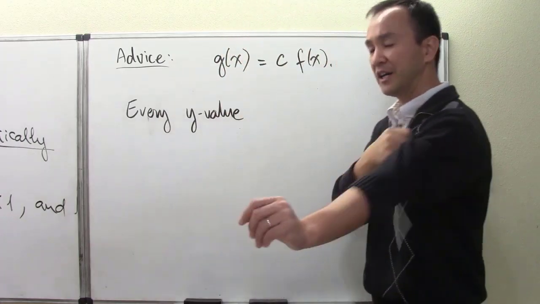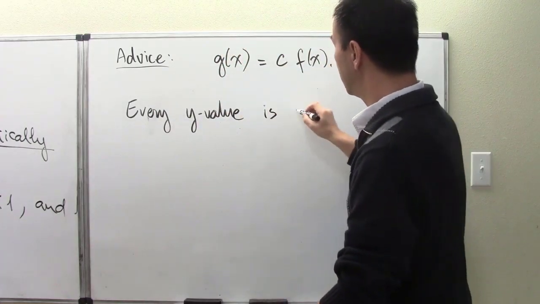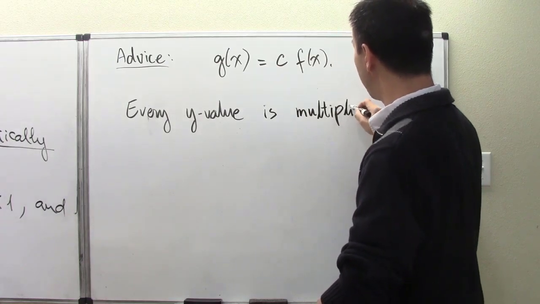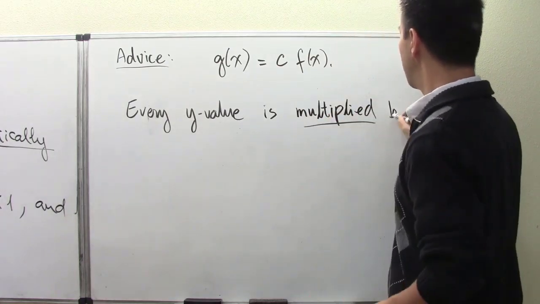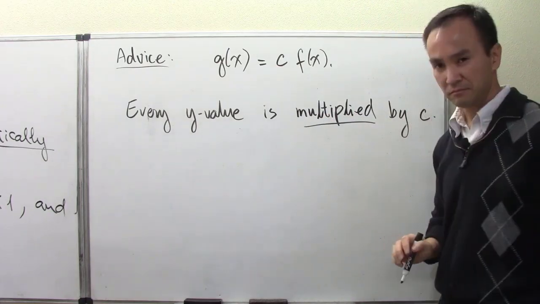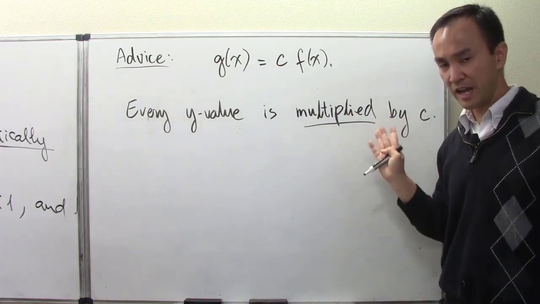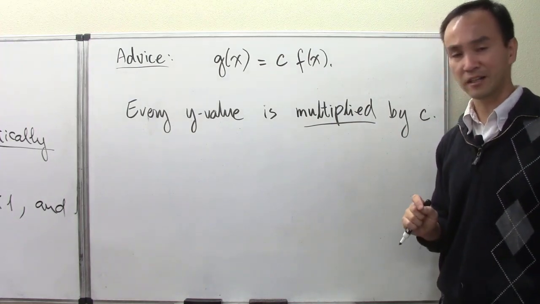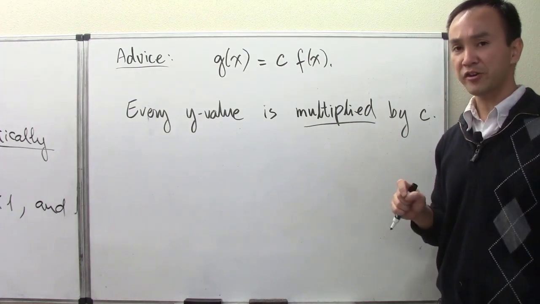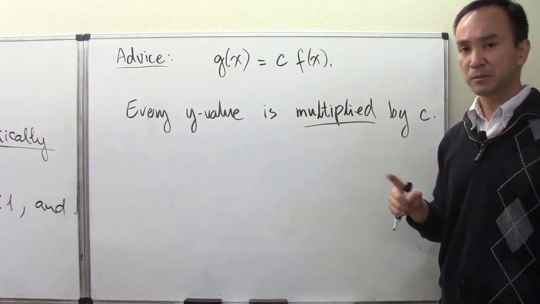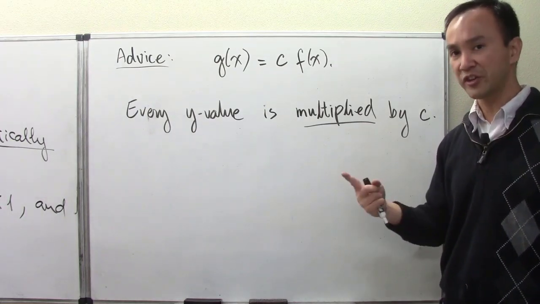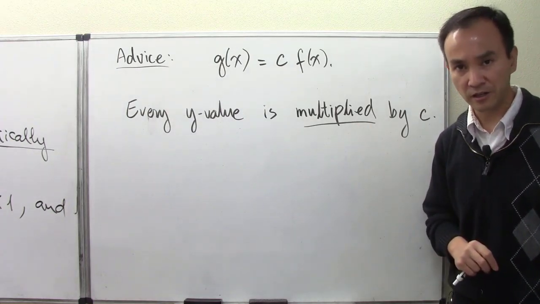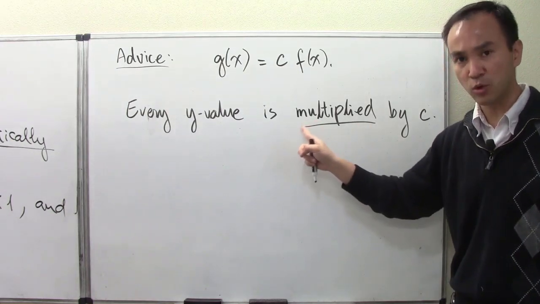Okay, every y value is multiplied. Very strong statement. Every y value is multiplied by c. Once you follow this on every y value, you're done. And all of that compression or stretch, or even compression and flipped, or stretch and flipped, they're all going to fall out just like that, just as a consequence of doing this.